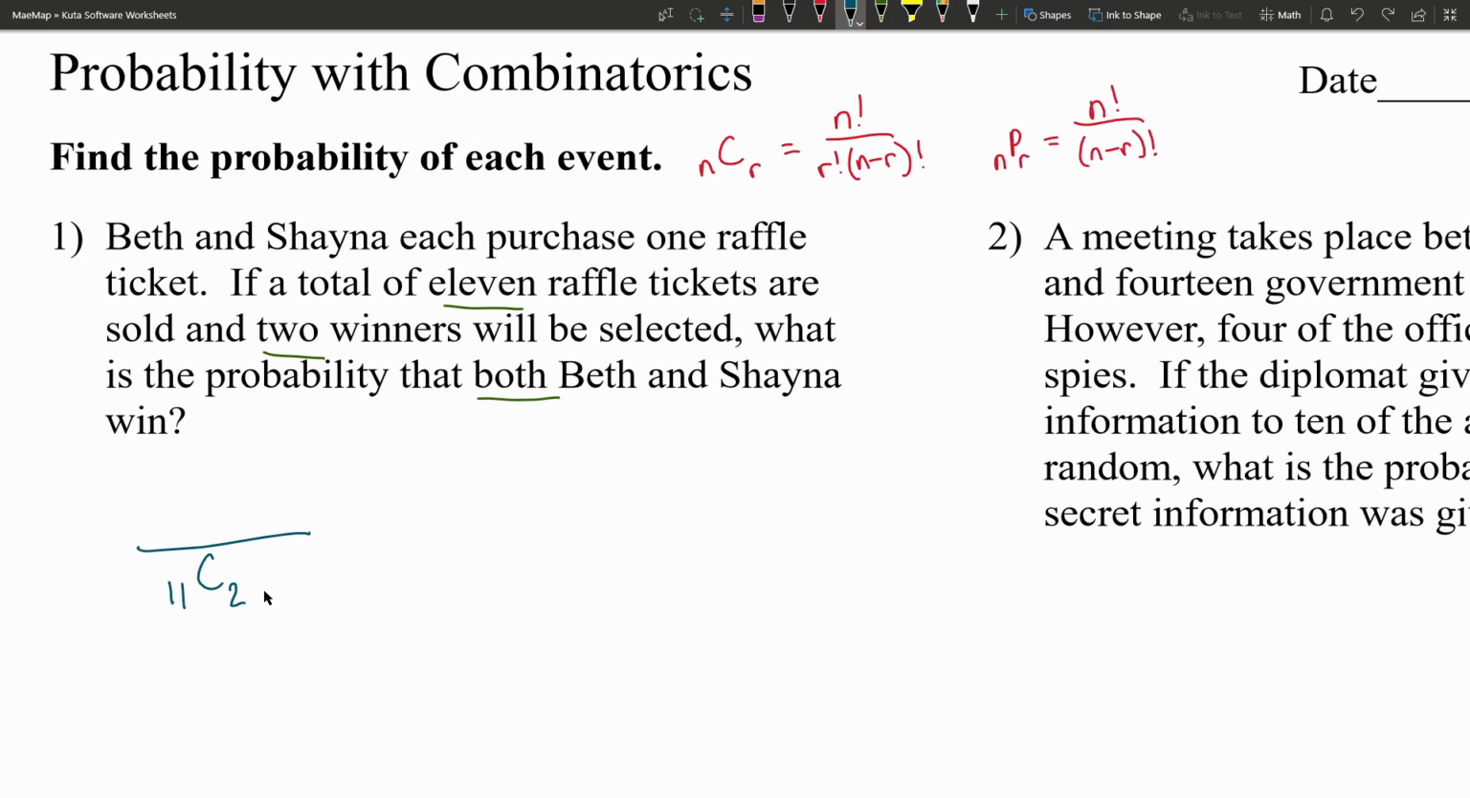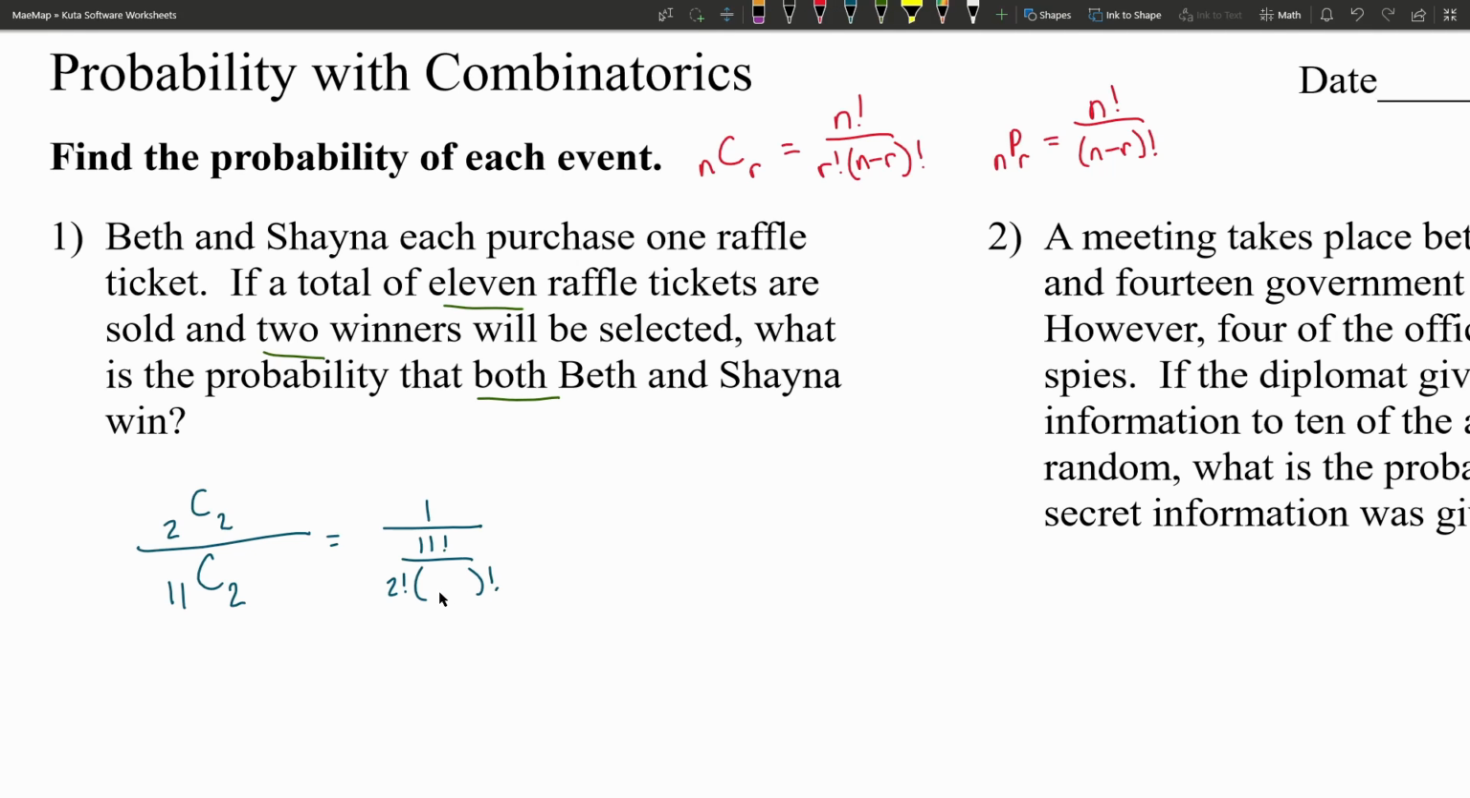Now we want to know the probability that both Beth and Shayna win. Well, if each of them has a single ticket, that's both of their tickets selecting both of them, 2 choose 2. So our probability is going to be calculated by 2 choose 2 over 11 choose 2, both of those combinations. Our numerator is equal to 1. Our denominator is going to be, let's go ahead and use this formula up here, 11 factorial all over 2 factorial times 11 minus 2 factorial.